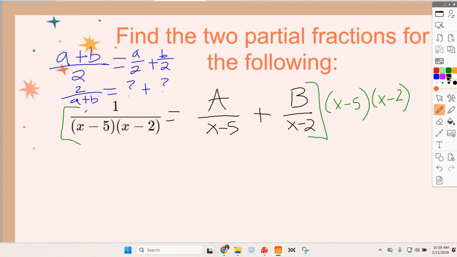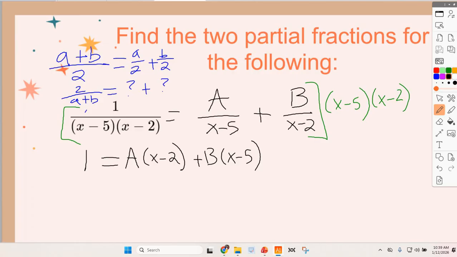Agreed? So if I multiply my first fraction by x minus 5 times x minus 2, what am I going to be left with? Just 1. Okay. If I multiply my second fraction, A over x minus 5, by x minus 5 times x minus 2, what are we going to be left with? x minus 2. Agreed. Okay. B times x minus 5. Alright, I'm okay with that. So now, do we have a much nicer equation to deal with?